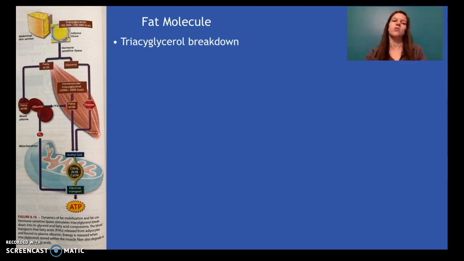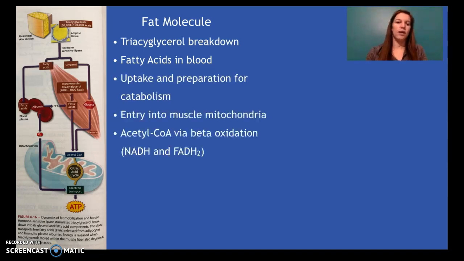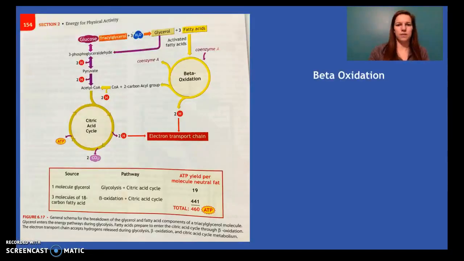The fatty acid on the other side is going to be transported through the blood, and in the blood it is prepared for catabolism. It will enter the muscle mitochondria, and through beta oxidation will be turned into acetyl-CoA, so it can go through the citric acid cycle and the electron transport chain. Now back to that beta oxidation here. In this chart you can see how the triacylglycerol is broken down into glycerol and the 3 fatty acids. Glycerol goes over, and the fatty acids come down to the beta oxidation.